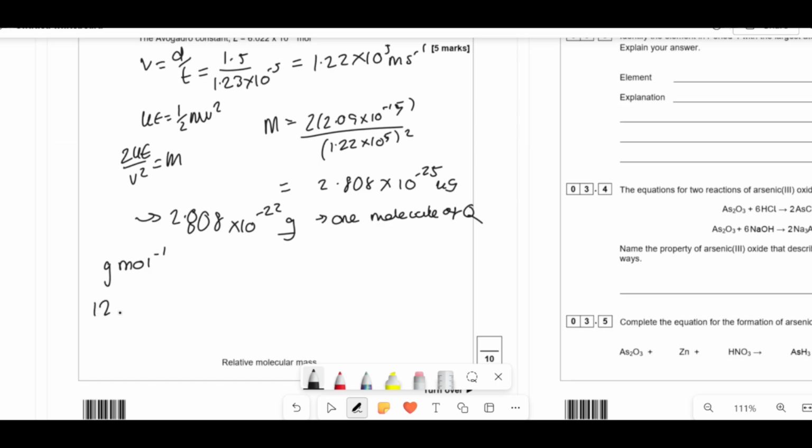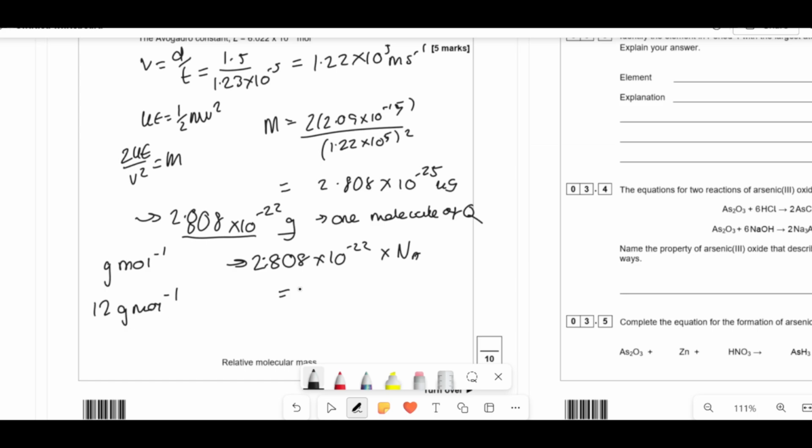So for example, carbon is 12 grams per mole. That means that every single mole of this weighs 12 grams. So if we want to figure out, this is for one molecule of it, right? So this is per molecule. We want to do it per mole. So all you do next is you would just do 2.808 times 10 to the minus 22 times Avogadro's constant.